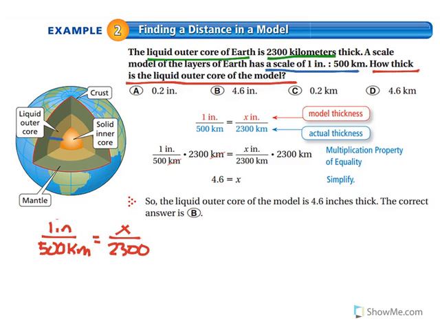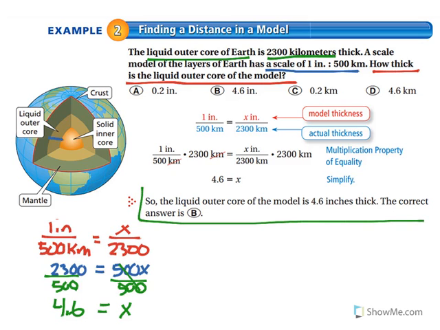And now we're going to have to cross multiply. So 2,300 times 1 is 2,300. 500 times X is 500X. We're going to divide both sides by 500 to solve this. And when we do that, we get X equals 4.6. So the liquid outer core of the model is 4.6 inches thick. All right, that's how you do a model problem.